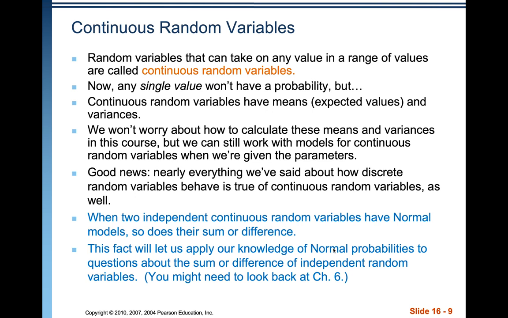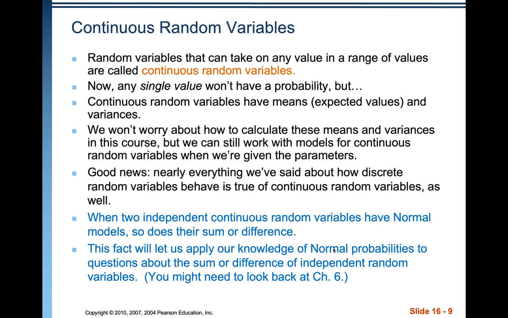Okay, so remember, if a random variable can take on any value in a range of values, you're working with a continuous random variable. So since it's continuous, the probability of any single value doesn't make sense. What we will be doing is looking at ranges of values and finding probabilities based on that. They do have means and variances. We're not going to worry about how to calculate those in this course, but we will still work with models for continuous random variables when we're given the parameters.